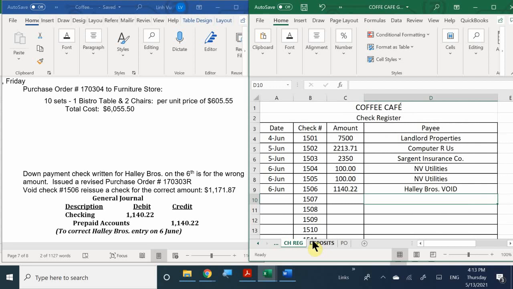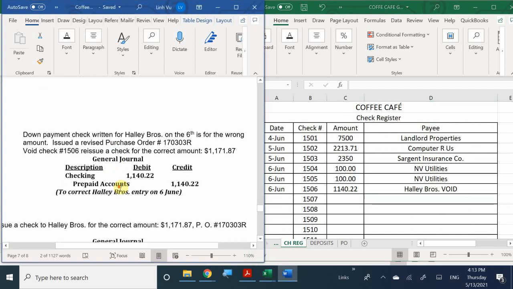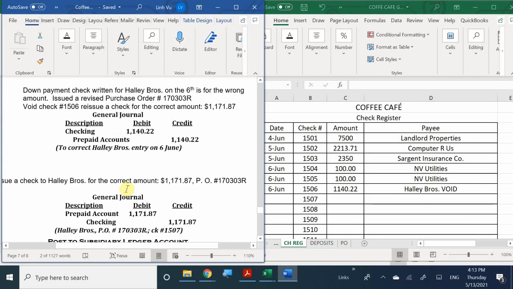So after that is done, we've revised the purchase order. Now we need to write a new check to Haley Bros for the correct amount. So in this case, we're now going to re-enter our journal. Can you hold on a second? Yeah. See the POs real quick?